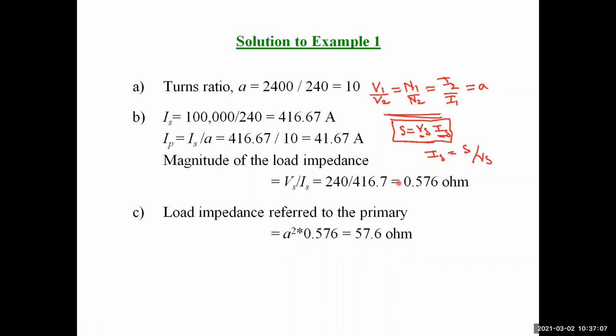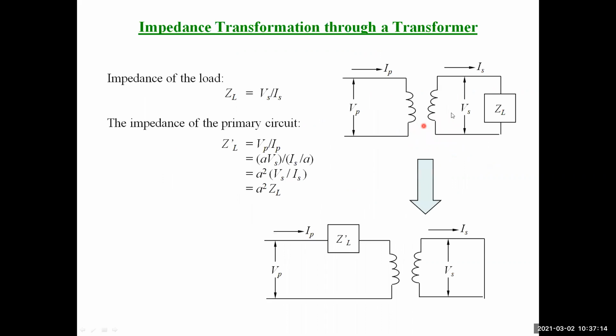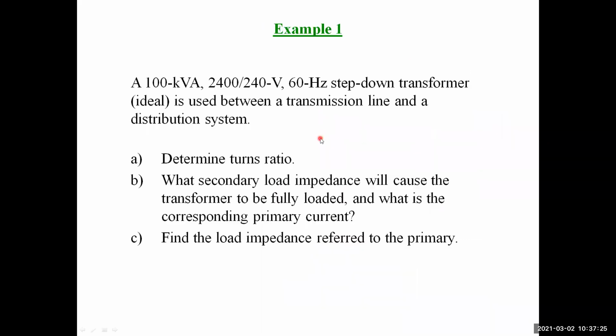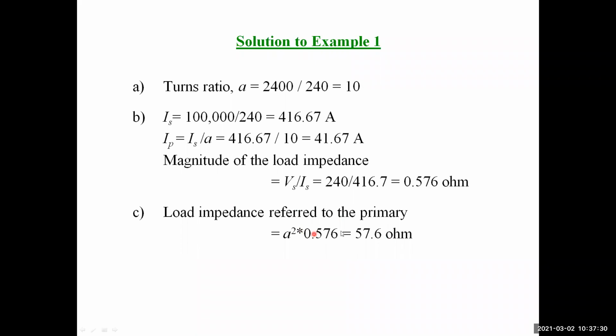It's clear. And then the load impedance referred to the primary side. The relation is ZL' equal to A square times ZL. When we are converting, to find the load impedance referred to the primary, it is A square into ZL, where A square is the turns ratio. 10 square, that is 100, into 0.576, you will get 57.6 ohms.